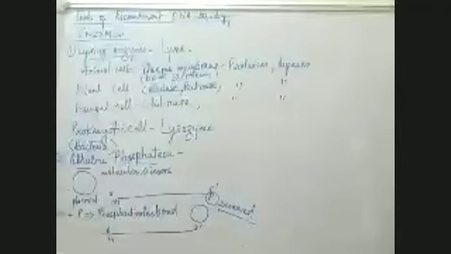Which will cause less problem? Which type of recombinant DNA will be better, in linear shape or in a circular shape? What do you think? Circular. Yes, Paras Singh is saying circular. Sunidhi is also saying circular.